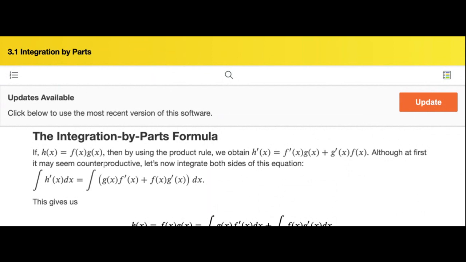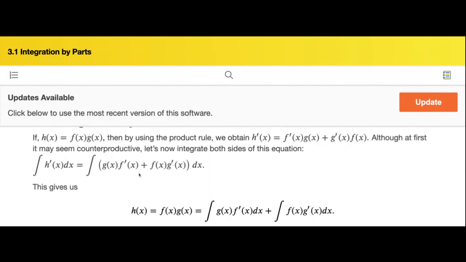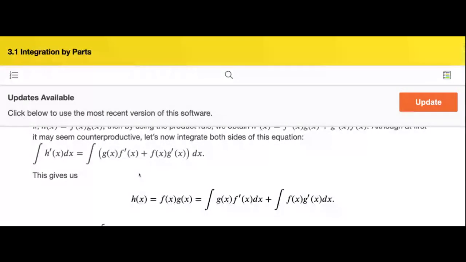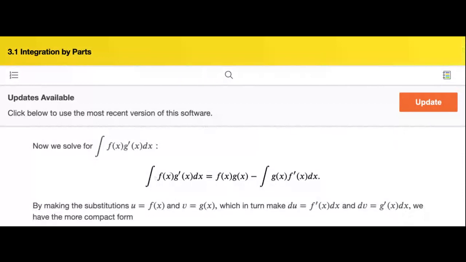Now when we anti-differentiate, when we integrate that, we get this. The integration of the derivative of h equals the anti-derivative of this. And we can rewrite this one as this. This is called integration by parts. It comes from the product rule. You see, this is a product of two functions.